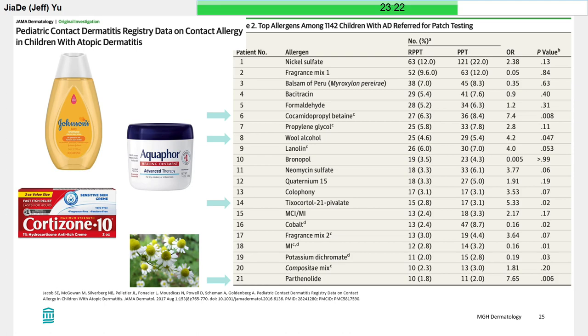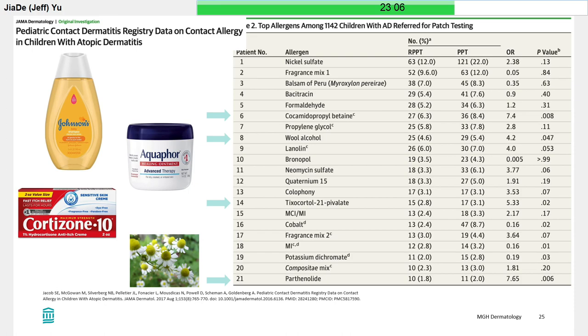Tixocortol 21-pivalate is a class A hydrocortisone steroid that is used in over-the-counter topical steroids used to treat AD, very commonly found in the United States, as well as different types of plant extracts under the title of parthenolide, which can be found in a lot of different types of skin-soothing agents that may also be used in kids who have AD.